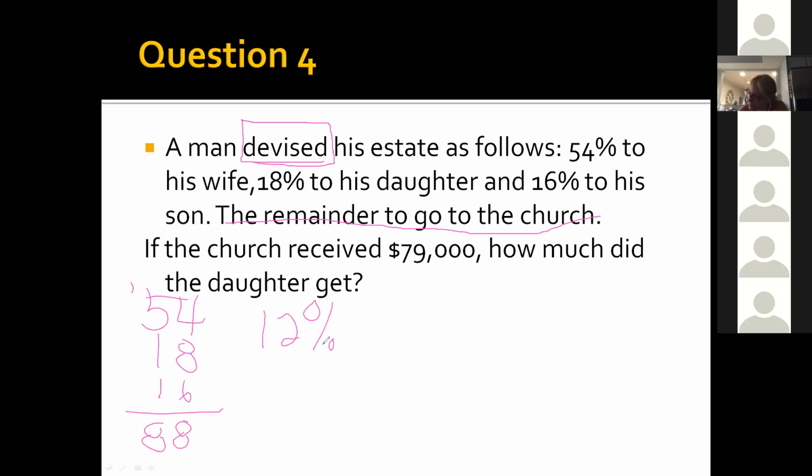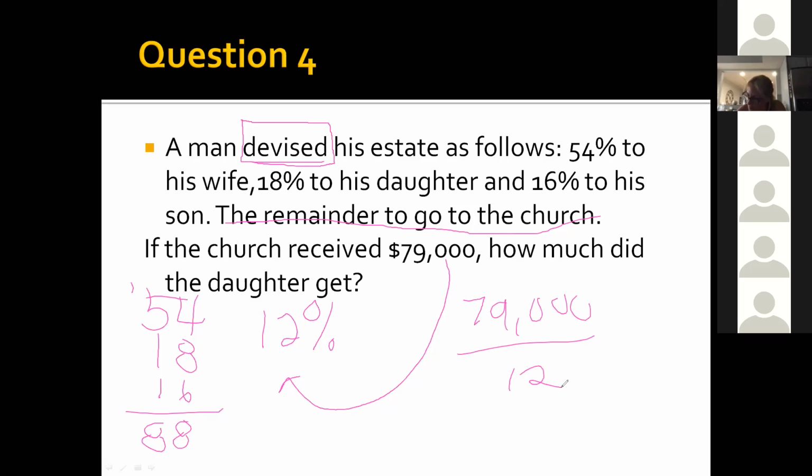And what they're saying is that 79,000 represents 12% of his estate. Okay, so if we know that 79,000 equals 12% of his estate, how much did 1% equal? And how do we find out how much 1% equals? We take 79,000 and we divide it by 12. And that tells us how much 1% equals.